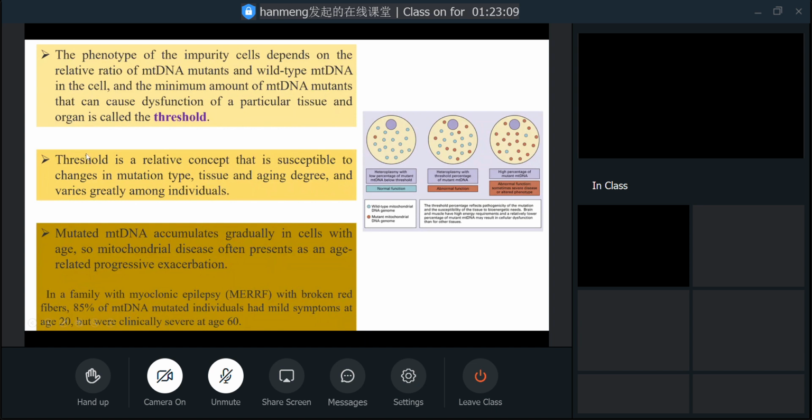So the threshold is common to the organ that needs the energy most or less, more or less. So it is different in tissues and aging degree and varies greatly among individuals.